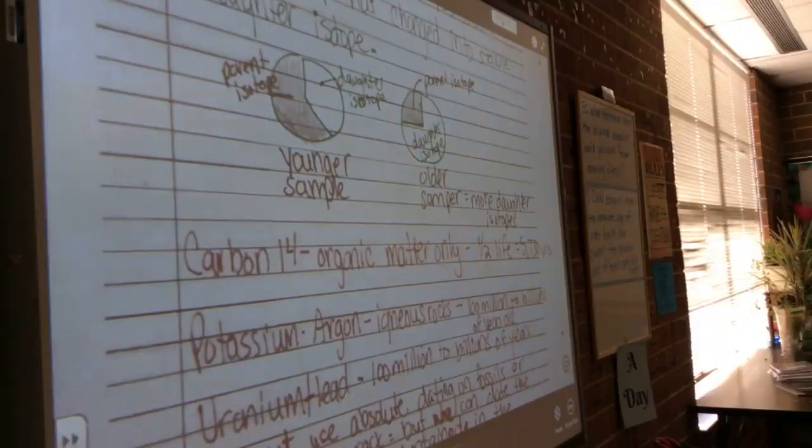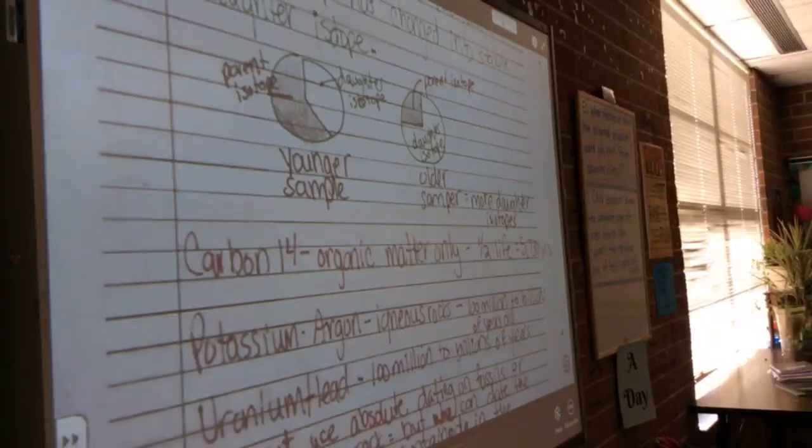It was once alive? Yeah. If you have an organic sample, it is a sample of something or part of something that used to be alive. All living things contain carbon. No matter what it is, if it was alive, it contained carbon. So we check out carbon's radioactive isotopes, carbon-14.